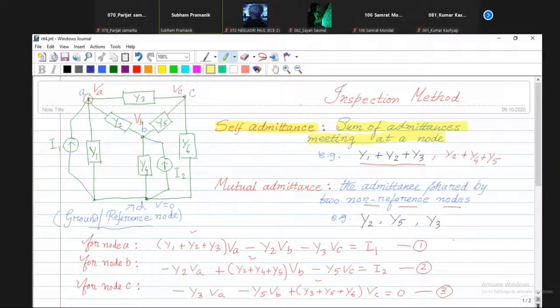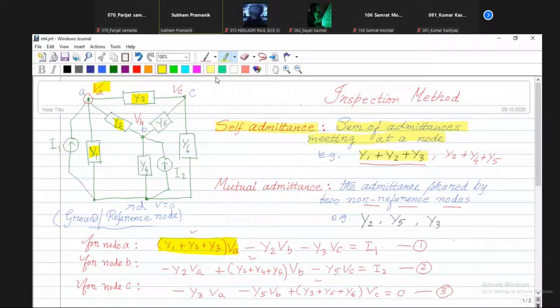What is the self-admittance for node A? Y1 plus Y2 plus Y3. That means the sum of the admittances meeting at this node, multiplied by voltage VA. You can see this. That is the first term, and this is always positive, just like the self-impedance term we saw in mesh analysis.